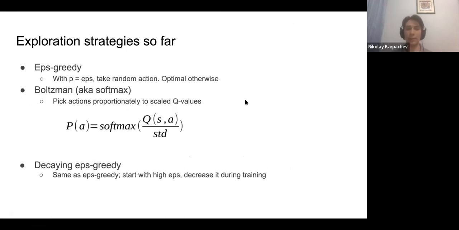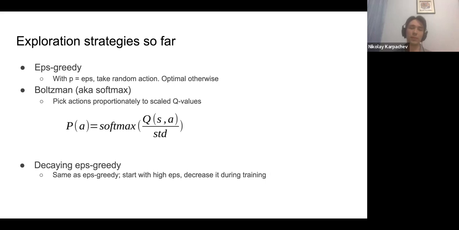So this is our main metric, and we want to minimize this regret. And let's see how we can do this. Let's see what strategies we can employ. So in this course, we've already seen exploration strategies. So the first one is epsilon greedy.